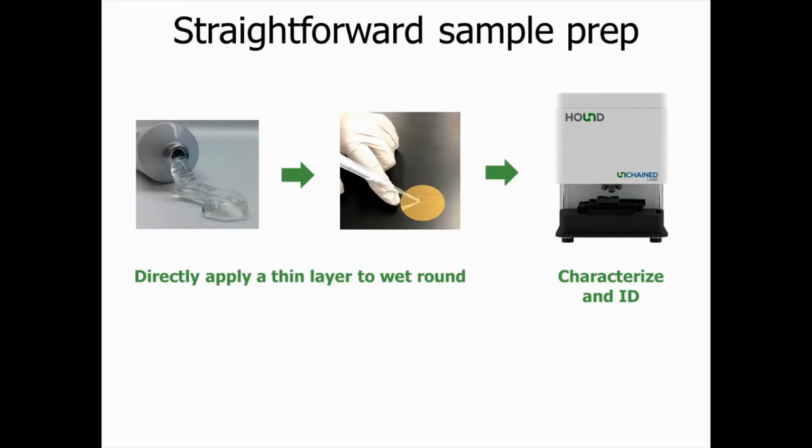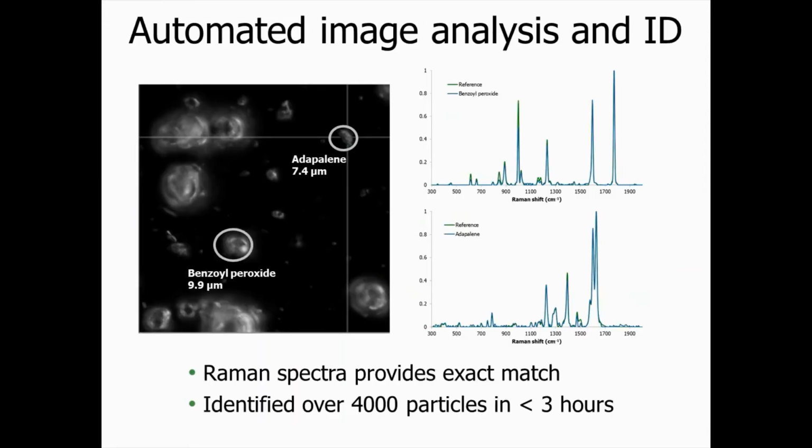Using a Raman inactive gold-coated wet round, the topical cream can be directly smeared on the slide and analyzed on Hound without any additional sample suspension or dissolving steps. As you can see from the image captured by Hound here, the API particles in this topical cream are similar in size and shape. It will be impossible to distinguish the API populations by just size, count, and morphology alone, which a traditional microscope would be able to do.